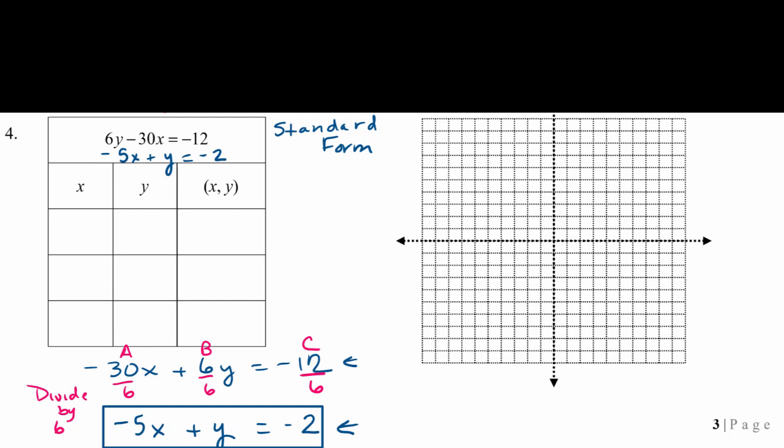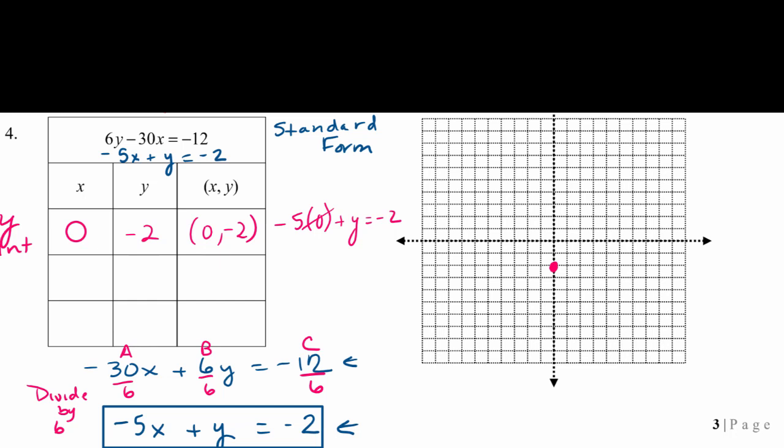Now I get to choose x. Let's start with that 0 so that we can get that y-intercept. The y-intercept is when x is 0. So I will get negative 5 times 0 plus y equals negative 2. So y equals negative 2. So 0, negative 2 is what I've got going there. So that would be down here. So my y-intercept is down here.